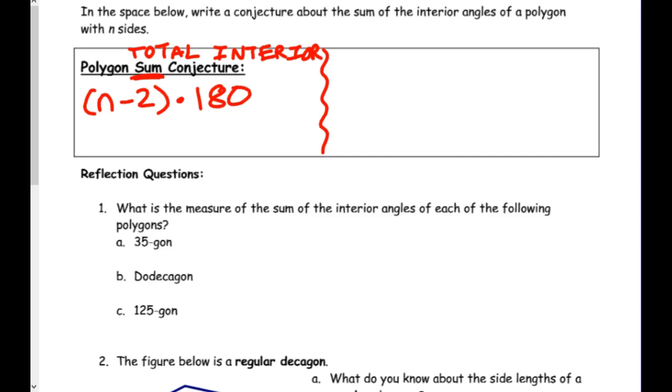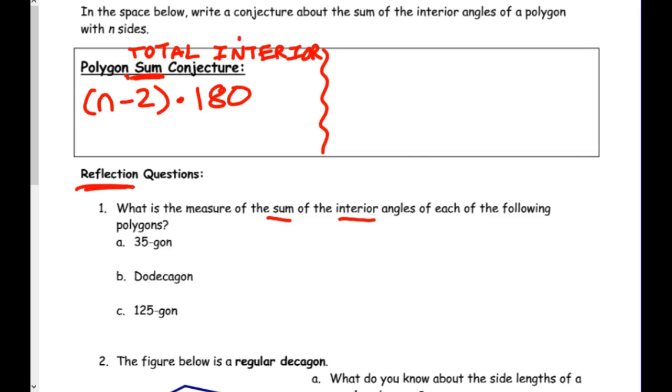We're going to fill in the right side of that in a minute, okay? Because for now, we're just finding the total. But what if I want you to find one of them? We'll get to that in a minute, okay? But let's reflect in the reflection questions. What is the measure of the sum of the interior angles of each of the following polygons? So, sum interior. That's exactly what we're doing up here. Sum interior, right? So let's do that. All I got to do is take a 35 gon. How many sides is a 35 gon?